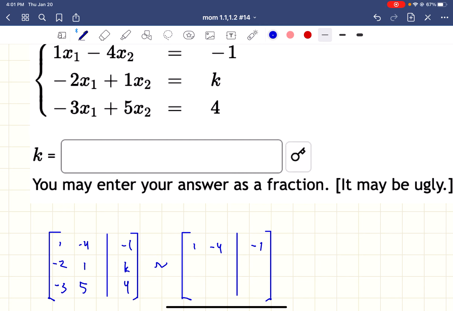So we're going to do 2 times row 1 added to row 2. 2 plus -2, -8 plus 1, -2 plus k, which I'm going to write as k minus 2.